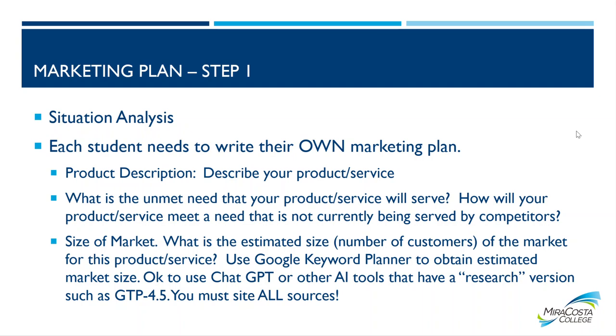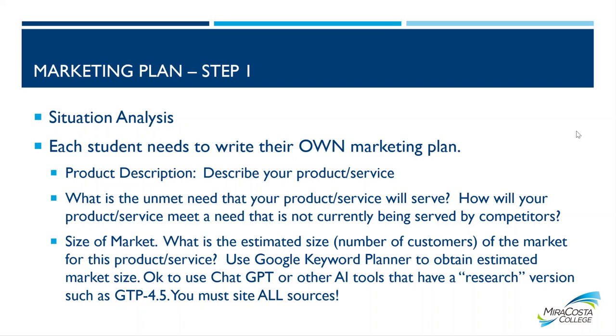So your product description: describe your product or your service. What is the unmet need that your product or service will serve? How will your product or service meet a need that is not currently being served by competitors? Your size of market: what is the estimated size, number of customers, of the market for this product or service? You can use Google Keyword Planner to obtain estimated market size.